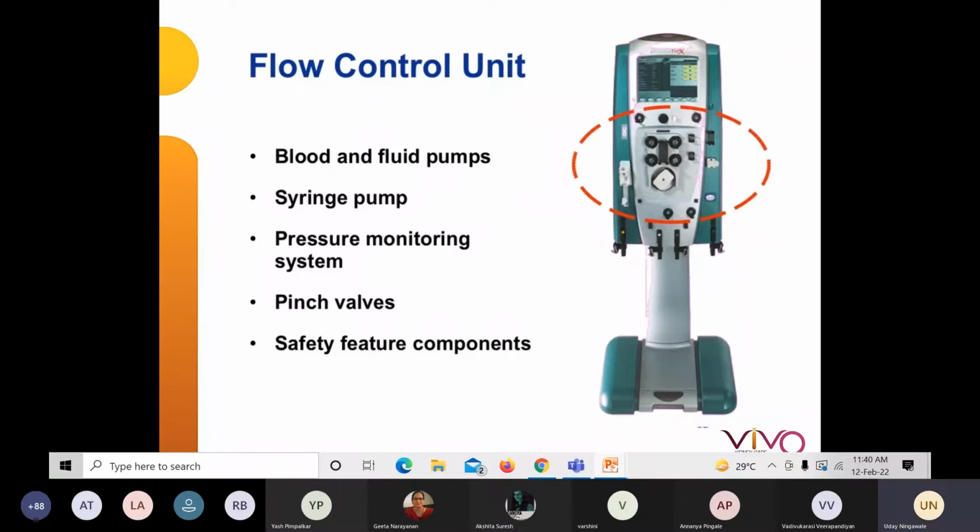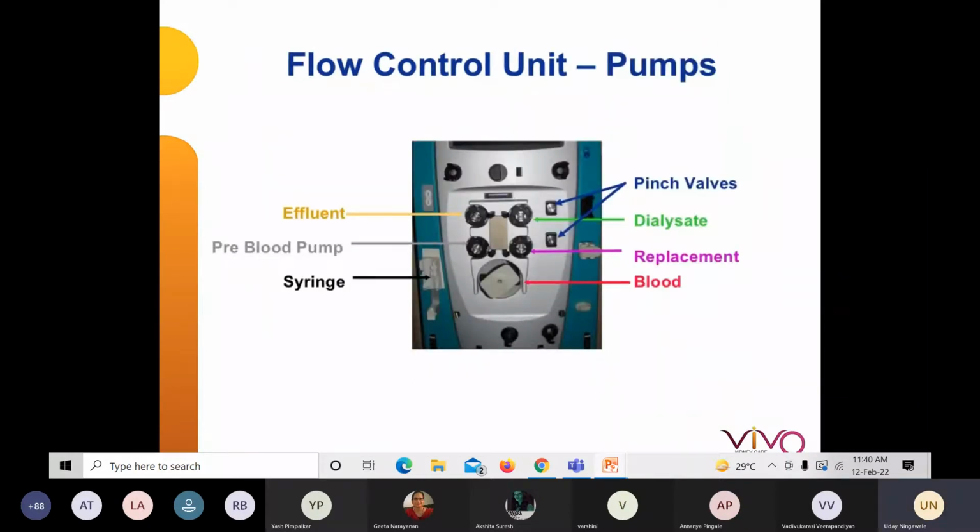On the right side of the machine, you can see the pressure monitoring systems. You have the pinch valves, safety feature components, along with the flow control units. On the left side, you can see the effluent pump; on the right side, the green one shows the dialysis pump. Below that, there is a replacement pump and the pre-blood pump, PBP pump. And down below, the white one is the blood pump.